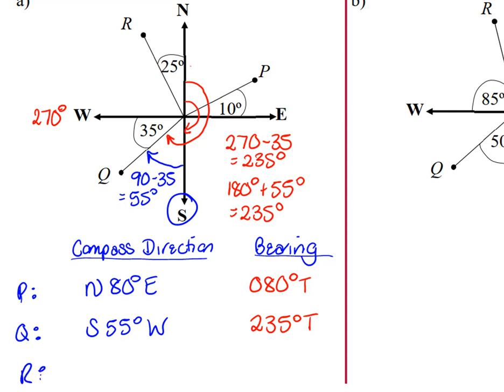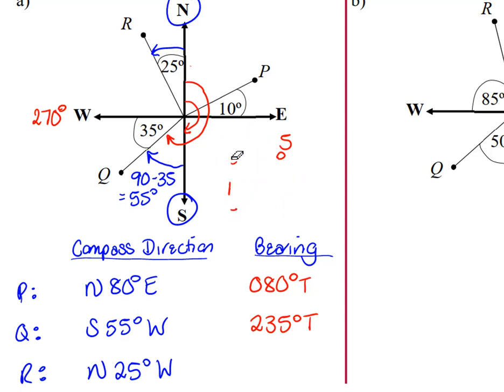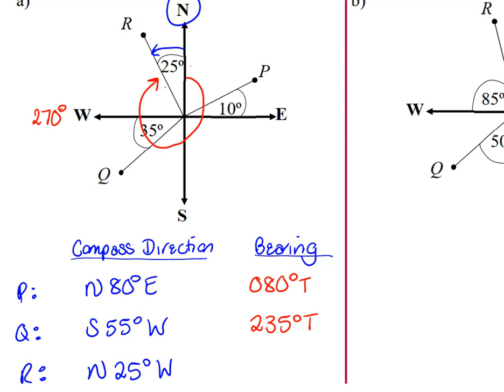Then R is closest to north. So north, and we have to go 25 degrees towards west. So that's a nice easy one. I'm going to take out all my working out for that last one. So for the bearing, we need to start at north and go all the way around to there. Probably the easiest option is to do the full revolution of 360 minus 25 degrees. And that would be 335 degrees. So we have 335 degrees, true.